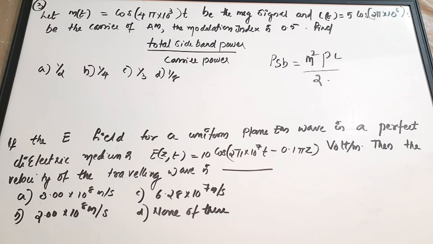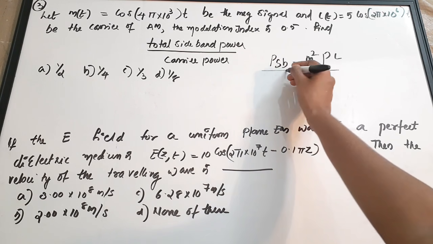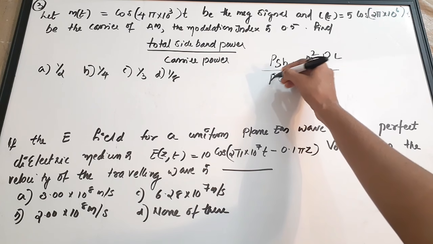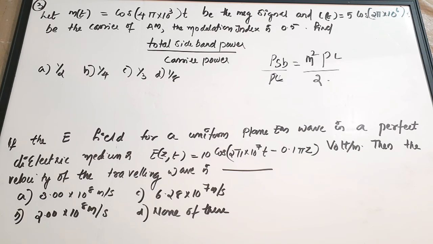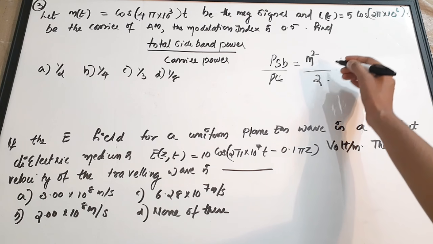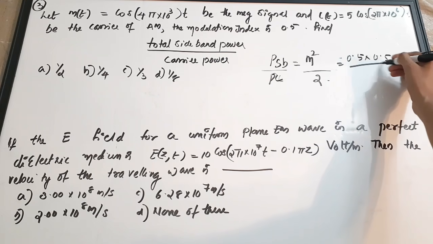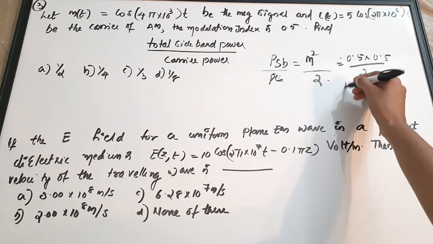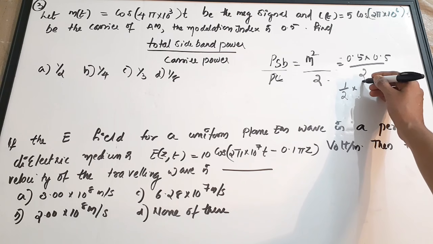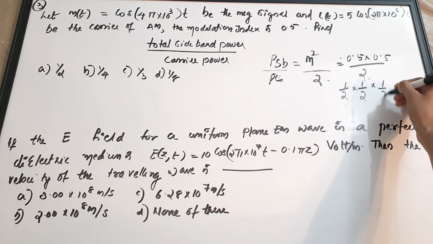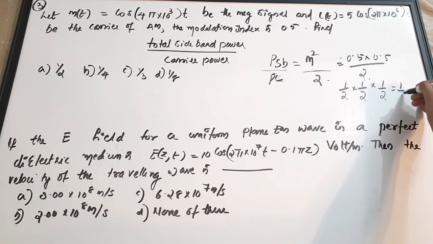So the total sideband power is equal to M square PC by 2. Now what you actually need is PSB by PC. So simply you can take this to the denominator and you will be getting M square by 2. What is M? M is 0.5. So 0.5 into 0.5 by 2. You can write 0.5 as 1 by 2. So 1 by 2 into 1 by 2 into 1 by 2, that is equal to 1 by 8. So the correct answer is 1 by 8 is this ratio. The answer for this question is option D, which is 1 by 8.